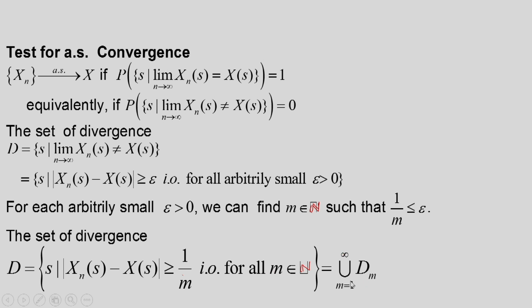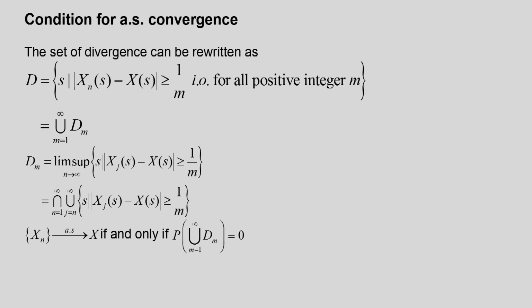So that way we have defined a set of divergence where the random sequence diverges from X(s). That is a union of Dm, because for each m we have to define that divergence set. So union of Dm, m going from 1 to infinity. Now we will get a condition for almost sure convergence in terms of D. This set of divergence can be rewritten, as we have already done, as a union of Dm, m going from 1 to infinity.